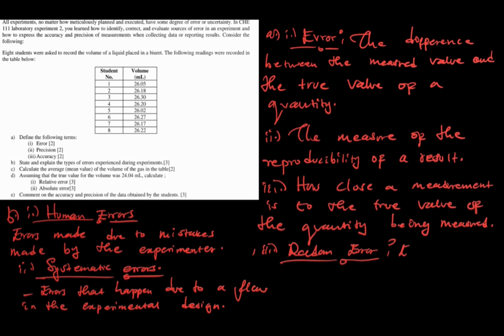So random errors are basically errors that occur due to unpredictable fluctuations in experimental conditions.